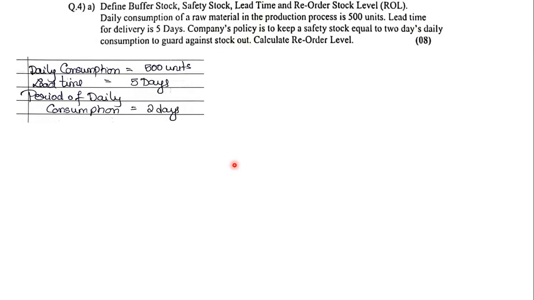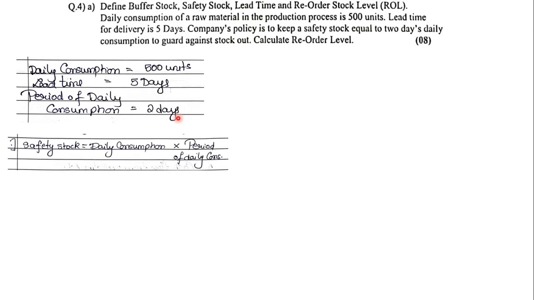So daily consumption is 500 units. Lead time given was 5 days, and the period of daily consumption for the safety stock level is given as 2 days. Once you get that, we first apply the formula for safety stock level. The safety stock formula is daily consumption into period of daily consumption. So 500 into 2 is equal to 1000 units.